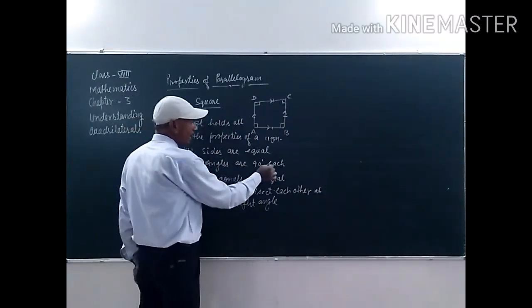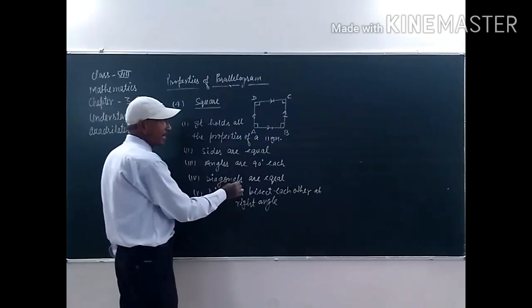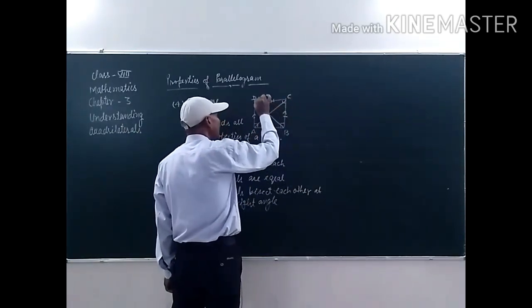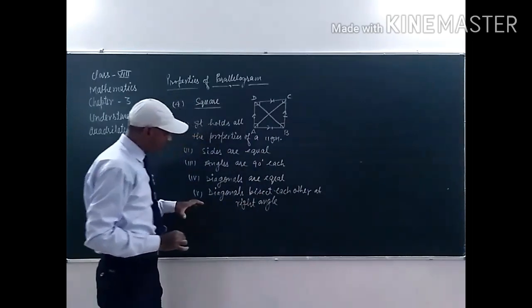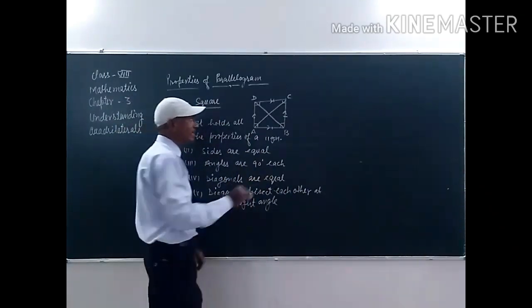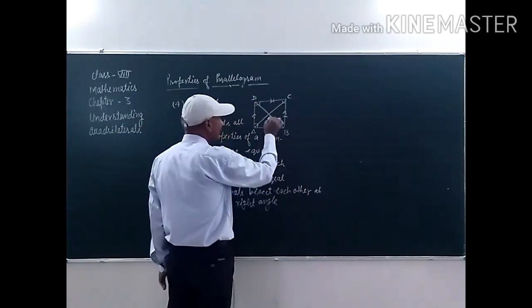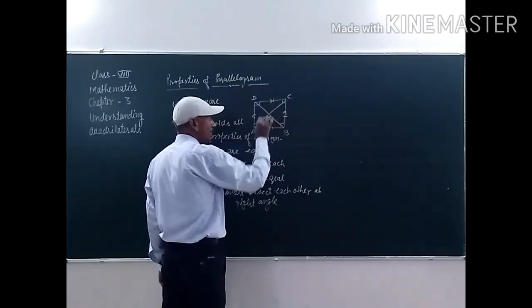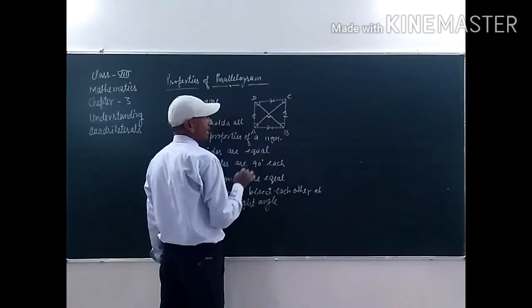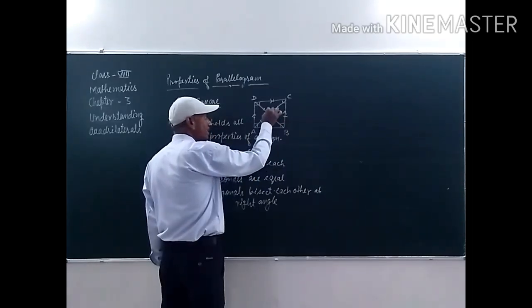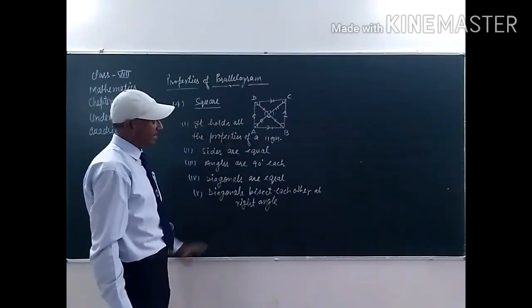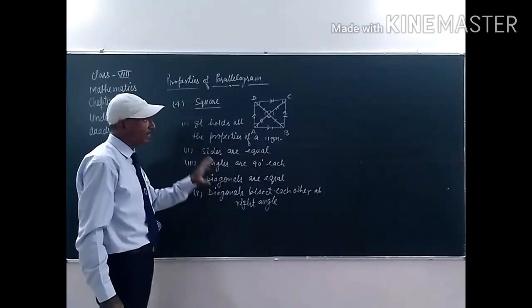Angles are at 90 degree. Diagonals are equal means diagonal AC is equal to diagonal BD. And next one, diagonals bisect each other at right angle. It means at the point of intersection it makes 90 degree. All the angles, this one will be 90 degree, this one and this one will also be 90 degree. Diagonals bisect each other at 90 degree.